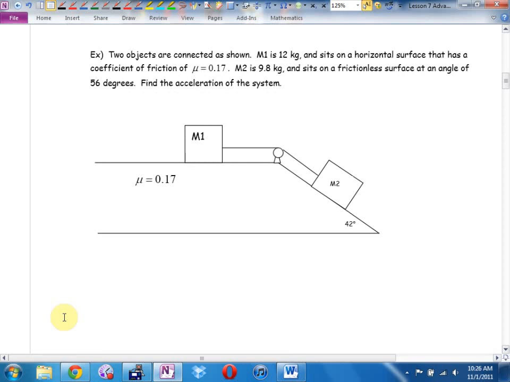Two objects are connected as shown. M1 is 12 kilograms and it sits on a horizontal surface, has a coefficient of friction of 0.17. M2 is 9.8 kilograms and it sits on a frictionless surface at an angle of 56 degrees. Find the acceleration of the system.